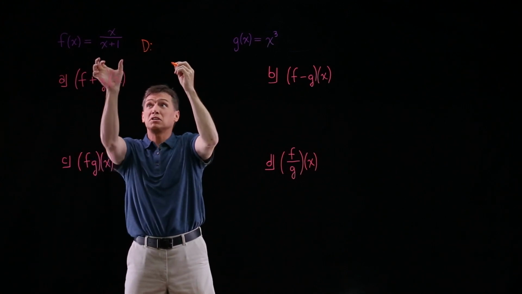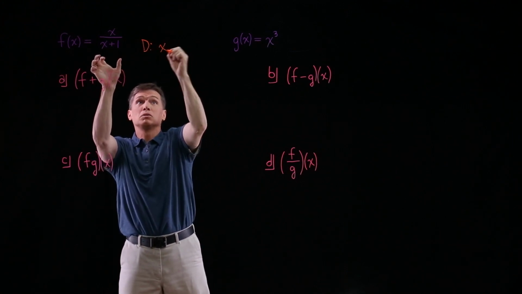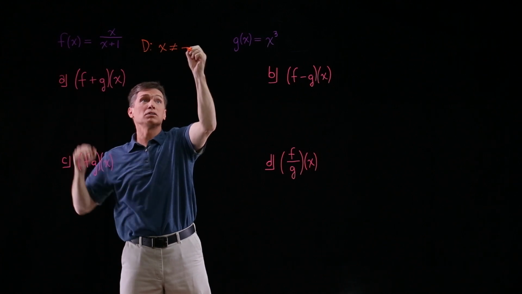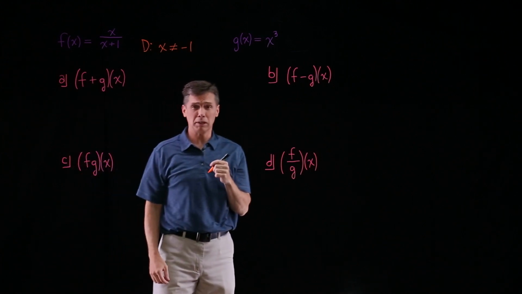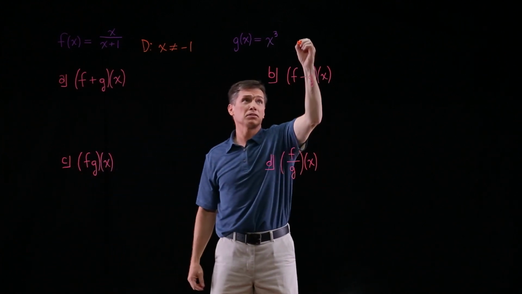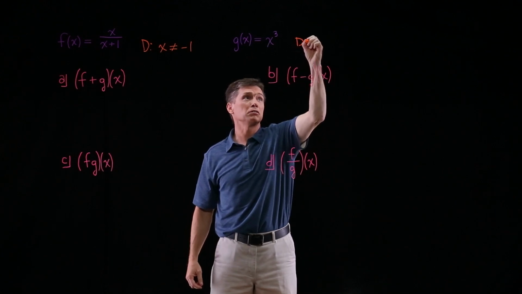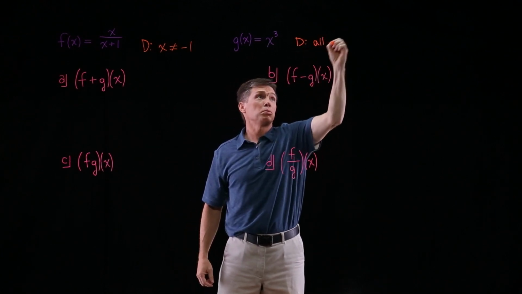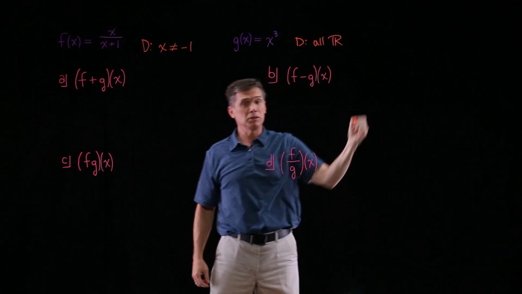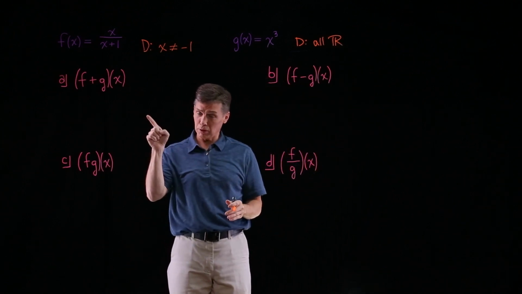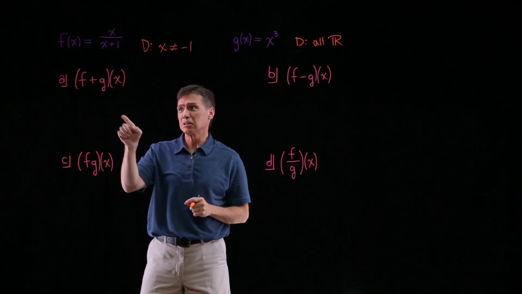So the domain of f, you can see that the only bad thing would be x equaling -1. So the domain is x not equal to -1. And with g of x, it's actually even friendlier, right? Because there's no problem. All reals. Okay, done. Now let's move on. We'll use that information later.